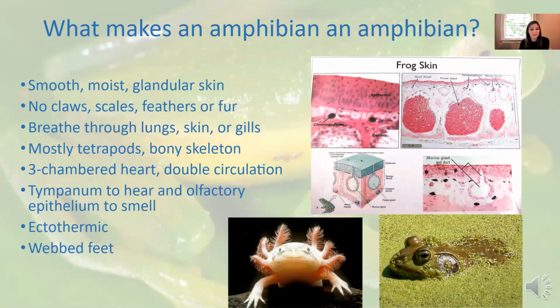And you usually can find nostrils on most amphibians. Amphibians are ectothermic, so like fish, deriving their body temperature from their external environment. And many, not all, have webbed feet, and that's, again, an adaptation to aquatic environments.